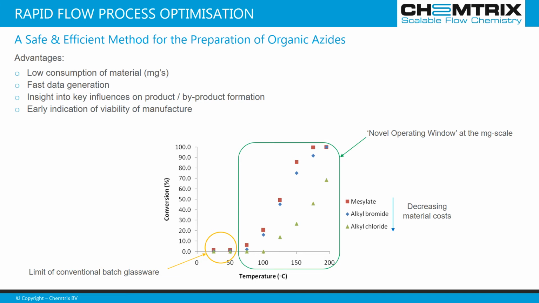You can also see how quickly we're able to screen different raw materials, looking at the impact on production cost, and you can see that the chloride, as expected, is much less reactive, but given the fact it's significantly cheaper, in this case you may consider to extend your reaction time and work with a cheaper raw material. So what we can get by working in this way is a really early indication of viability of manufacture, insight into key influences on the product and byproduct formation, and really quick data generation on small quantities of material.